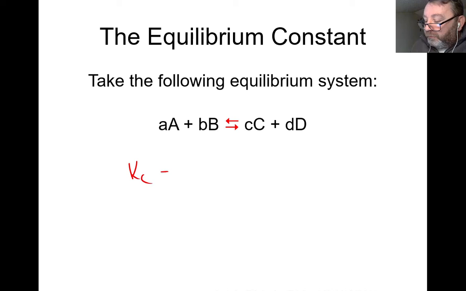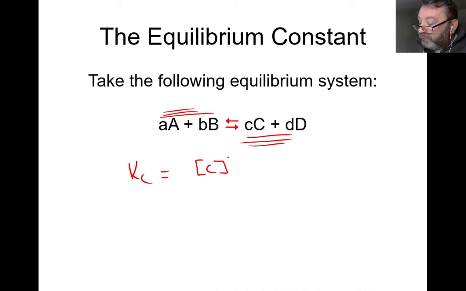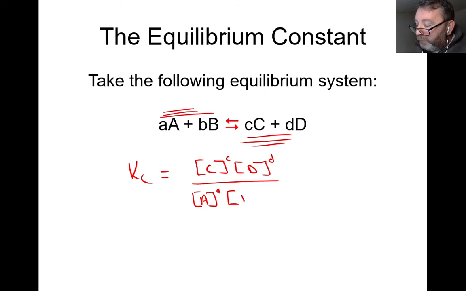Kc for this reaction will always be the products over the reactants. Okay, always that way. So we start off with the concentration of C and we raise it to its coefficient. Then we multiply that by the concentration of D and raise it to its coefficient. We then divide that product by the concentration of A, raised to its coefficient, multiplied by the concentration of species B, raised to the power of its coefficient.